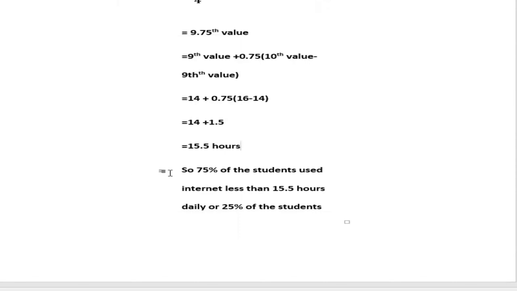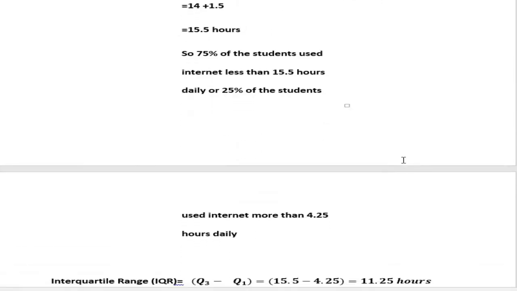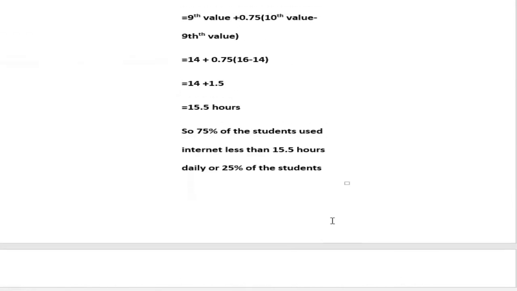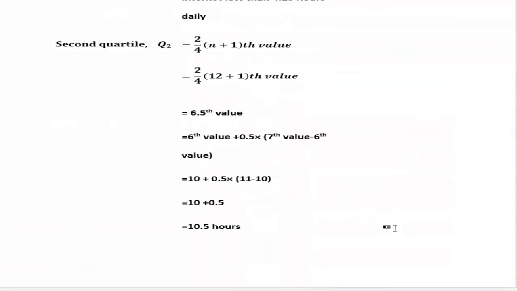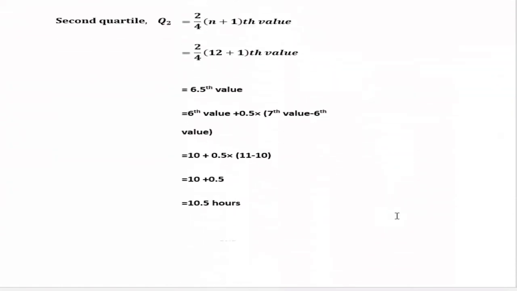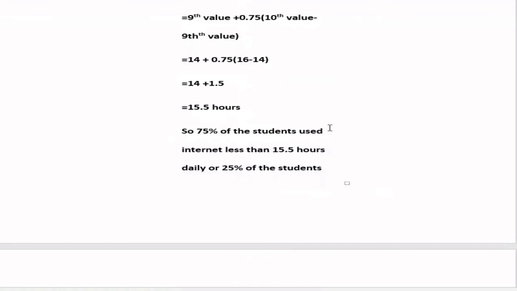From the definition, we already know for the third quartile that 75% of students use the internet less than 15.5 hours daily, or 25% of students use the internet more than 15.5 hours daily. So these are the quartiles we got. The first quartile is 4.25 hours, the second quartile is 10.5 hours, and the third quartile is 15.5 hours.